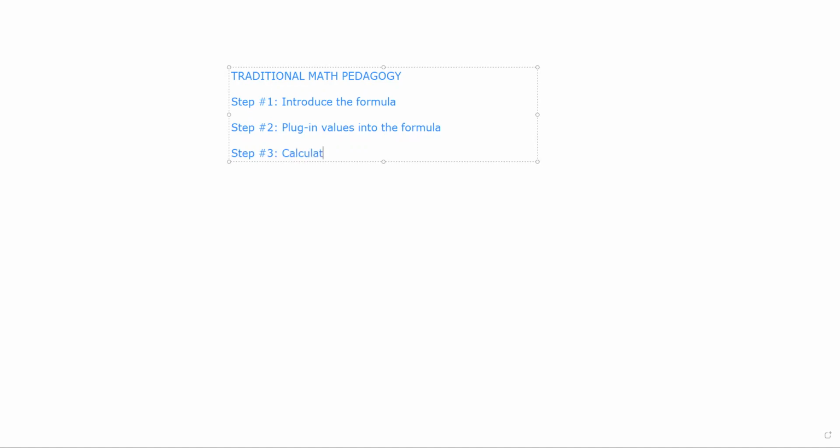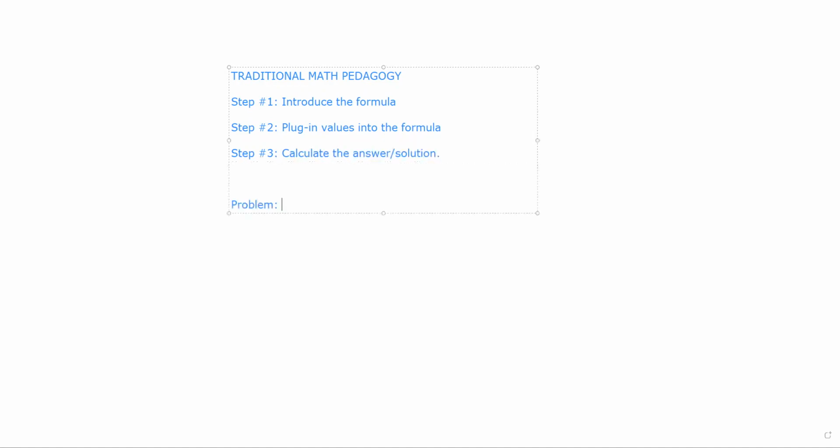So step number one, let me put it this way. Actually, let me label this. Traditional math pedagogy, and that's the way that things are taught, right? Pedagogy. So it consists of three steps. Step number one is introduce the formula. Whatever the formula is, this is the formula, and then that's what it is. Step number two is plug in values into the formula. And then step number three is essentially just calculate the answer or the solution.